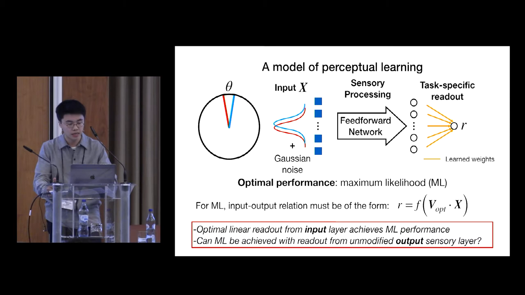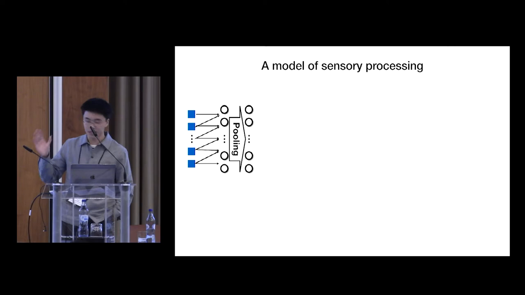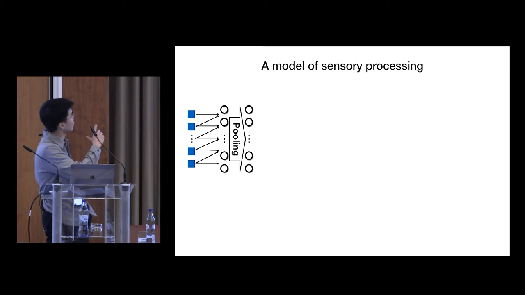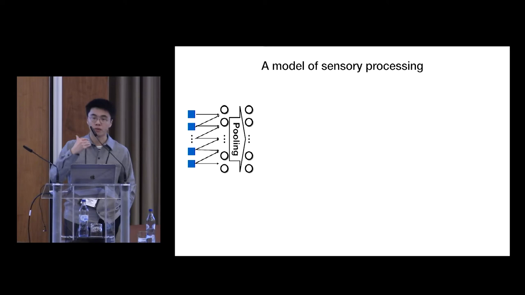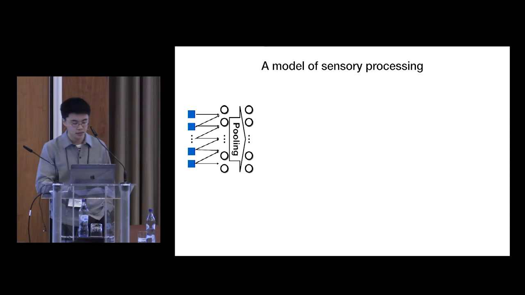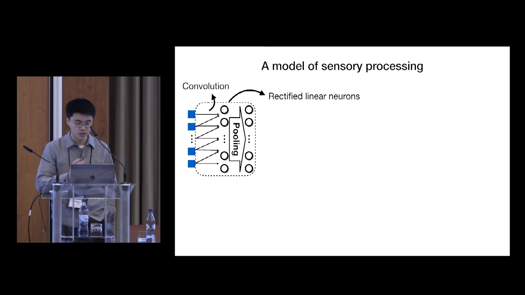Our model of sensory processing was introduced by Yang and other people before. You have neurons that have convolutional weights. They use the same receptive field filter to look at different areas of the input. Then there's a pooling operation that you can think of as simple and complex cells or competitive inhibition between cells. The neurons we have are rectified linear neurons. This is the basic module, and then you can stack these on top of each other to have different modules.